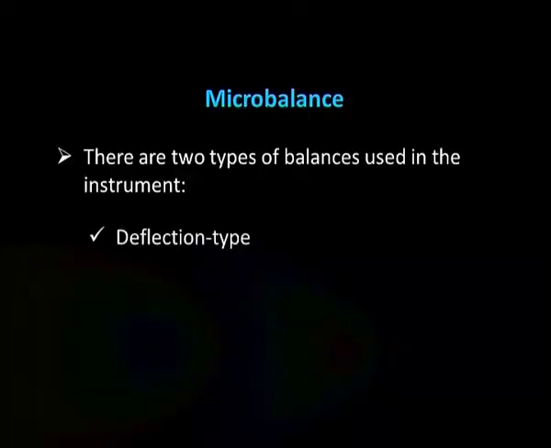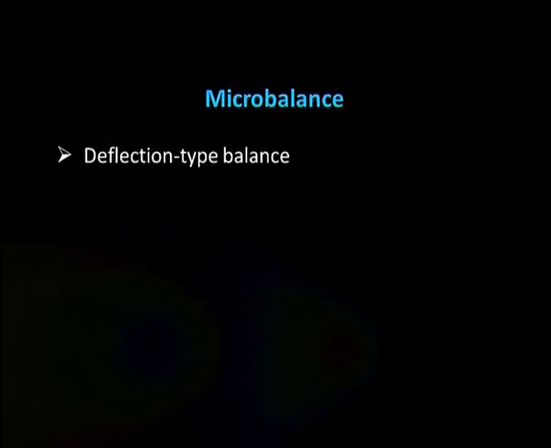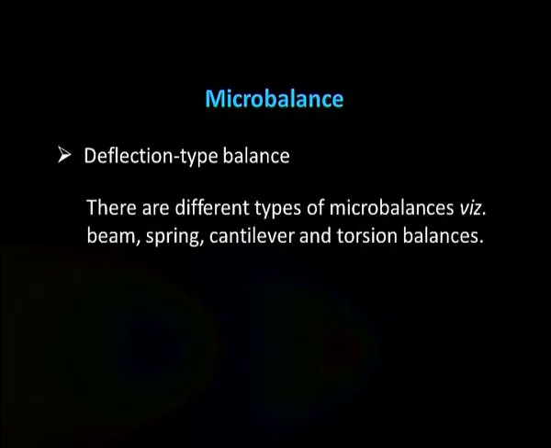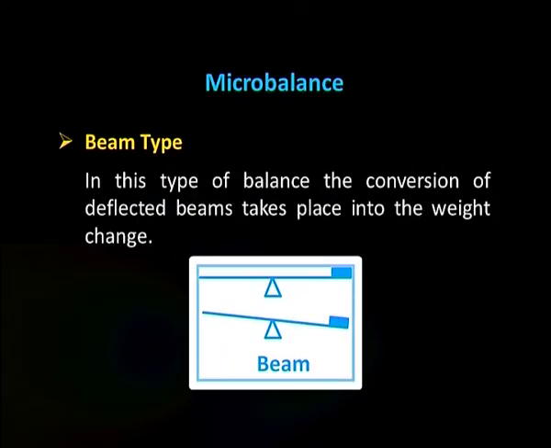There are two types of balances used in the instrument. First, deflection type, and second, null type. Let us see what a deflection type balance is. There are different types of microbalances like beam, spring, cantilever and torsion balances. In the beam type of balance, the conversion of deflected beams takes place into the weight change.